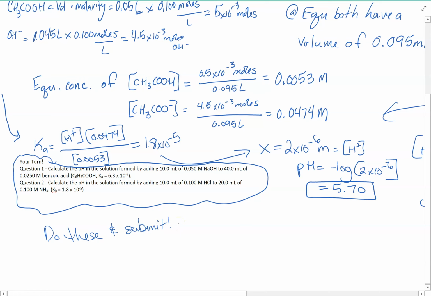If you need help, this is example 17.8. So this is like exercise 17.8. It is on page 742 of the new book, if you have that. All right, that's all.